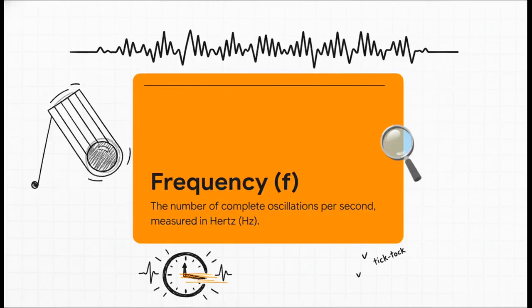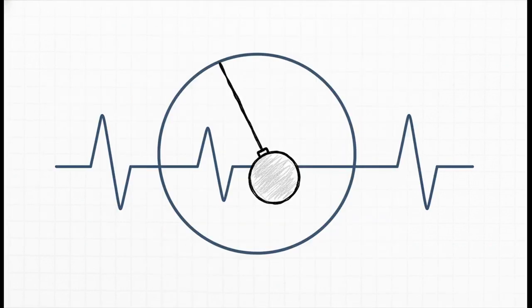And to round out our basics, we've got frequency. So this is kind of the opposite of period. Instead of asking how long one swing takes, we're asking how many full swings can we pack into a single second. That's frequency. We measure it in hertz, and it basically just tells you how fast and furious the oscillation is.